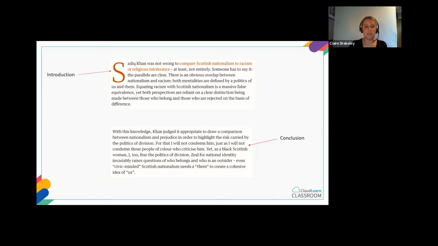This is explained further in the conclusion, where she states that she does not want to denounce either Khan or his critics. However, it is appropriate to draw comparisons between both political perspectives, because even a progressive form of Scottish nationalism relies on categorising people into us and them, which is language that victims of racism are very familiar with.